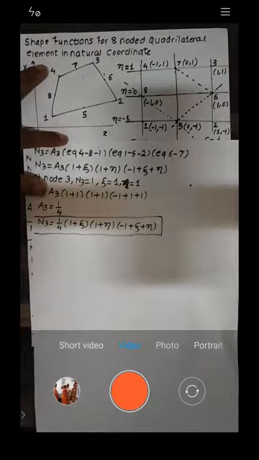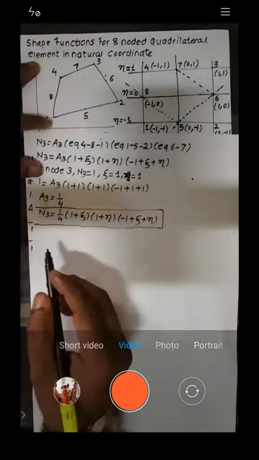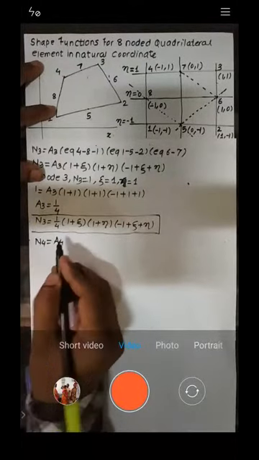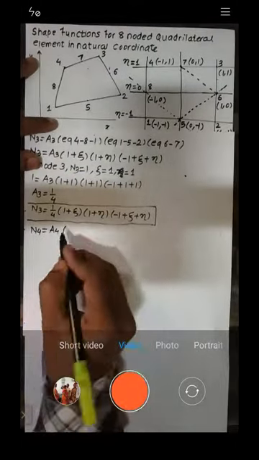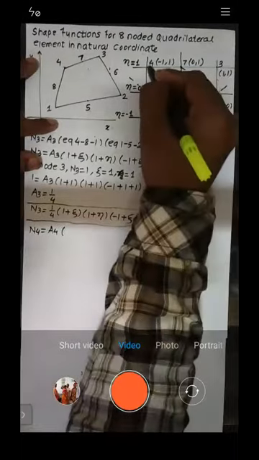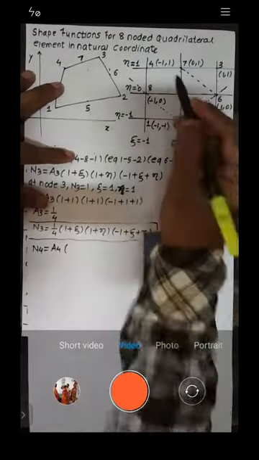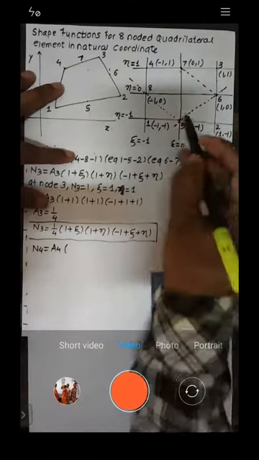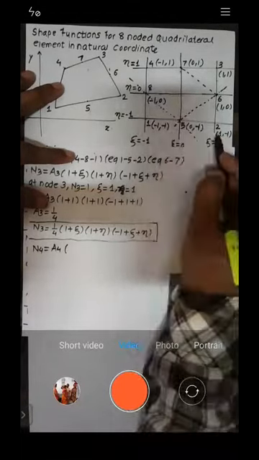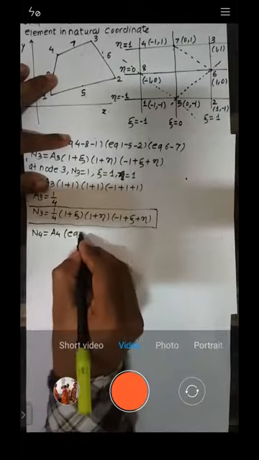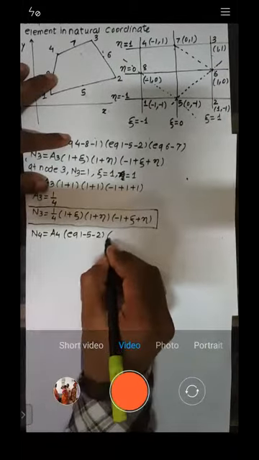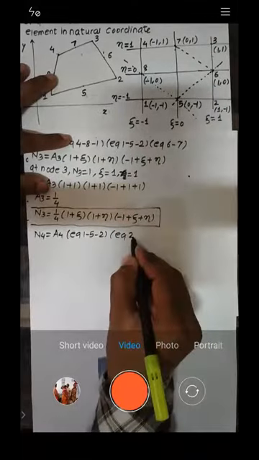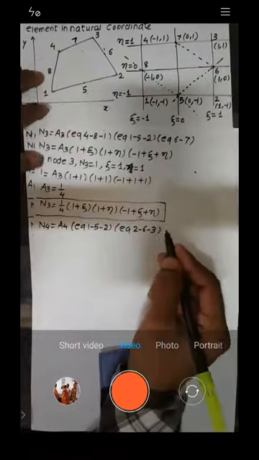Similarly, we need to calculate the value of N4. So I'll write down that N4 is equal to A4 into the equations of the lines which are not passing through node 4. So through node 4, which lines are not passing? 152 and 263. So I'll write down the equation of 152 and the equation of 263.